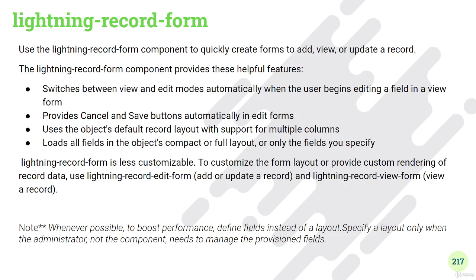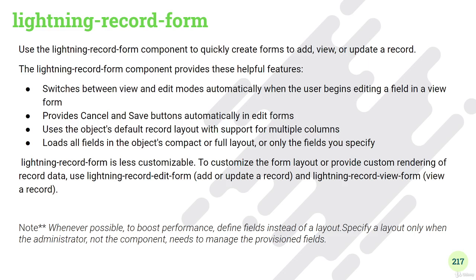The Lightning Record Form component provides us some helpful features. You can easily switch between the view mode and the edit mode. By default, when the form loads, it is in the view mode and you will see a pencil icon next to the field. On click of that, you can immediately switch to the edit mode. Then this form gives us two buttons by default, a cancel button and a save button, and on click of save you can update or create the record and use the object's default record layout with support for multiple columns.